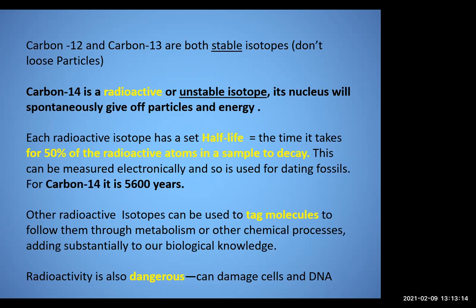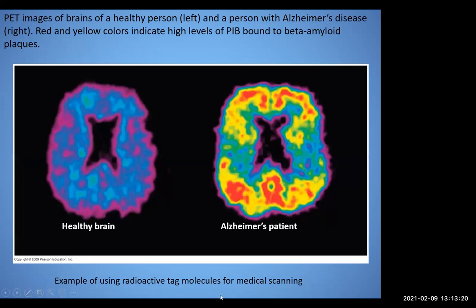It can give you cancer by damaging the DNA in your cells. So this is an example of using a radioactive element in a PET scan. See, they labeled the beta amyloid plaques here, and beta amyloid is associated with Alzheimer's disease.